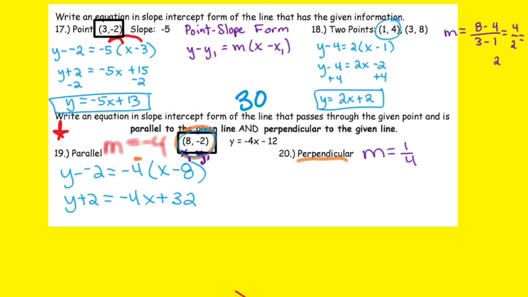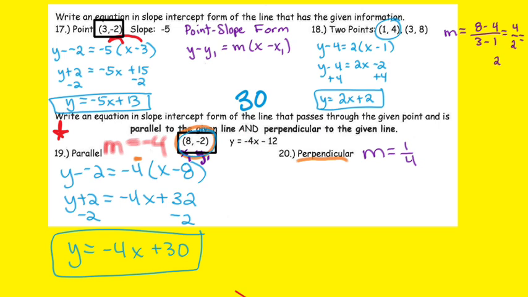So I get y minus a -2 equals my slope times x minus 8. And then I substitute in the slope for whichever one I'm doing. The parallel line is the same, so it's -4. And I solve and I get y equals -4x plus 30.